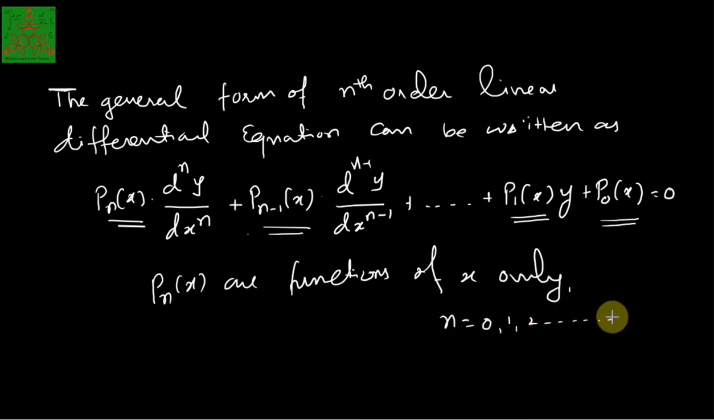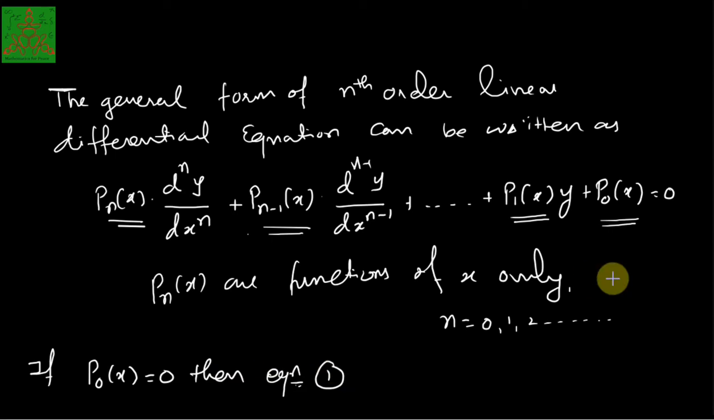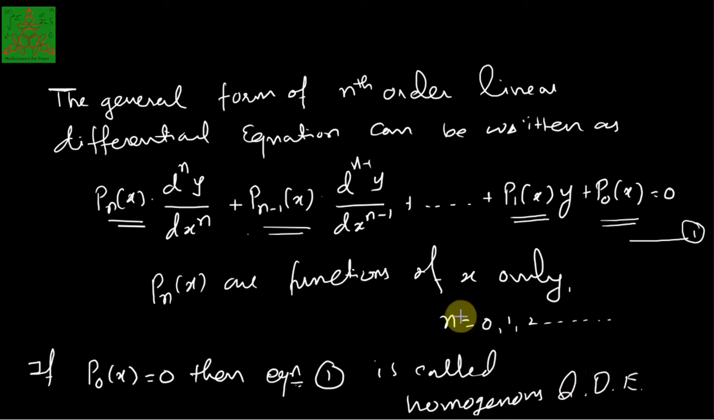If this P0 is 0, then the equation is known as a homogeneous equation. So I can say that if P0 of x is equal to 0, then equation 1 is called a homogeneous ODE, ordinary differential equation. And if P0 is non-zero, then that equation is called a non-homogeneous ordinary differential equation.